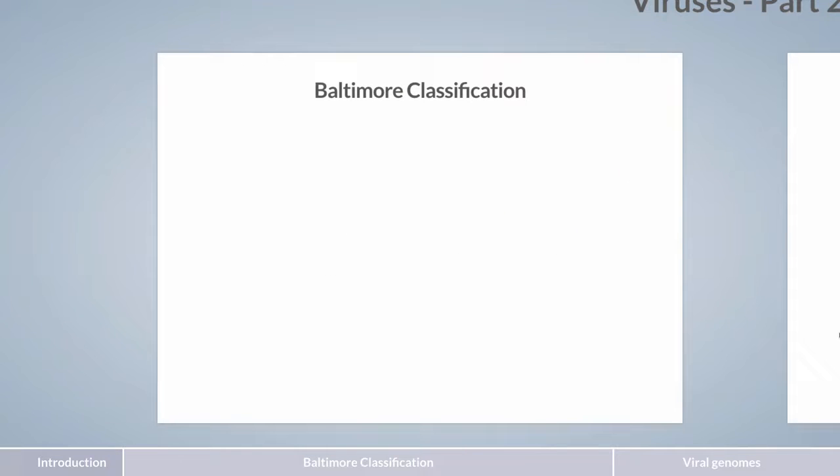The virus classification system based on genome structure is the Baltimore classification. It was developed in the early 1970s by the Nobel laureate David Baltimore. According to this classification system, viruses are separated into 7 groups. Let's start with a relatively simple case.